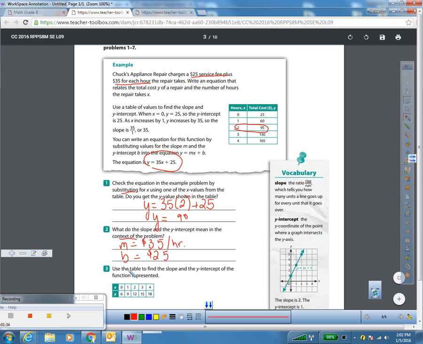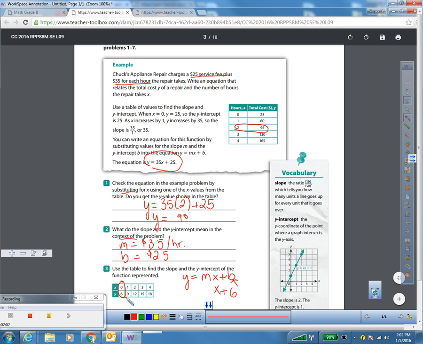Okay, next, use the table to find the slope and y-intercept of the function represented. So we're looking at the table, and we're going to look at two things. We're going to start by looking at the y-intercept. That's the number when x is 0, there's your y-intercept. So we know that our y-intercept is 6.